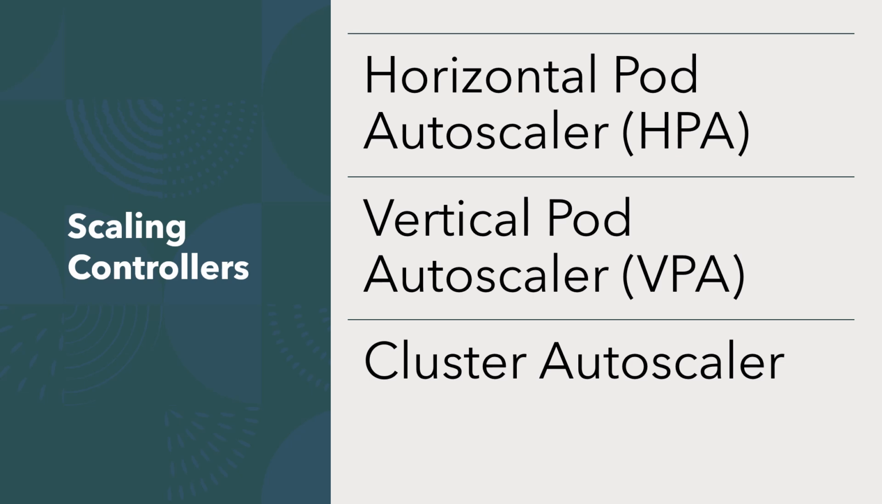Vertical Pod Autoscaler, VPA. While HPA focuses on the number of pods, the Vertical Pod Autoscaler adjusts resource requests and limits for individual pods. It ensures that each pod has the right amount of CPU and memory for its workload, optimizing performance. Cluster Autoscaler. The Cluster Autoscaler adjusts the number of nodes in your cluster based on workload demands. If pods can't be scheduled due to insufficient resources, it adds more nodes. When nodes are underutilized, it scales down to save costs.